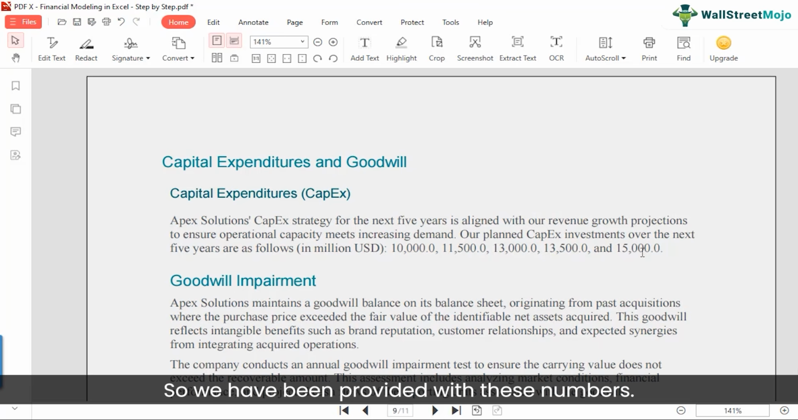So we have been provided with these numbers, but sometimes these numbers may not be available to you the way they are here. In that case, you'll have to do the projections. You'll have to figure out how the capital expenditure for the company has been historically, and based on that, you make an assumption. Here again, it's very simple. We just know these numbers, so we'll just take them directly.